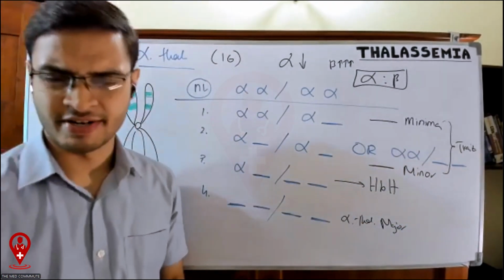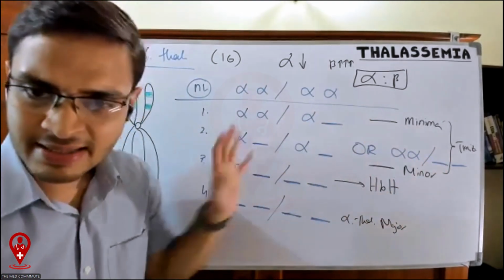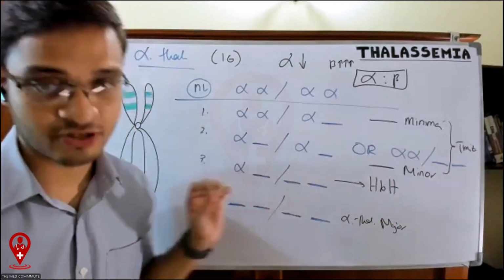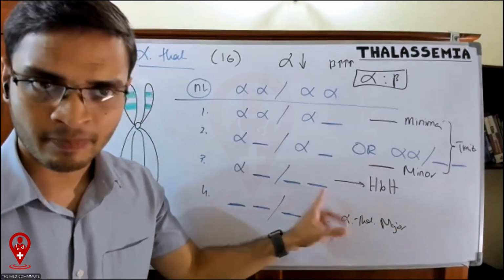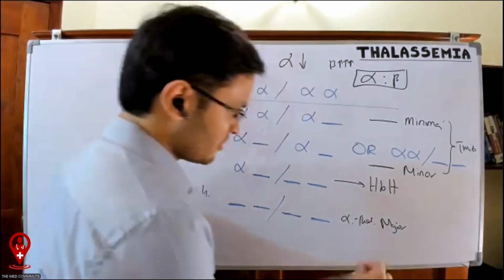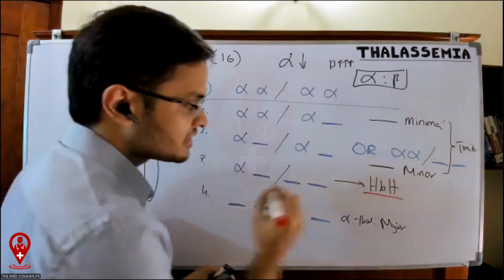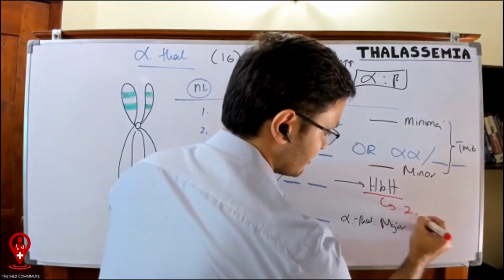Then, let's talk about this HBH disease. What is this HBH disease? Here, alpha is low, right? Alpha is low. Alpha is not zero. Alpha is low, very low, because three alpha gene deletions are there. So alpha is very low, right? So what is happening here, guys? I want you all to remember, right? When alpha is very low, beta gets so depressed, beta goes and marries itself.